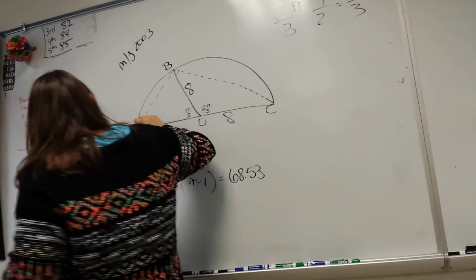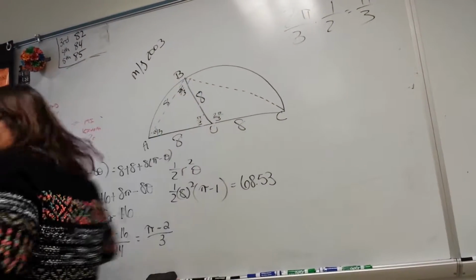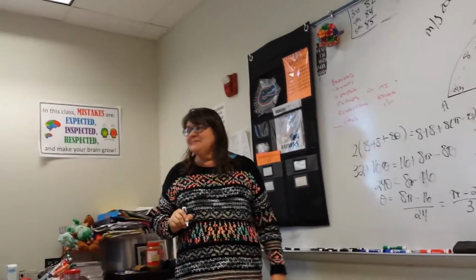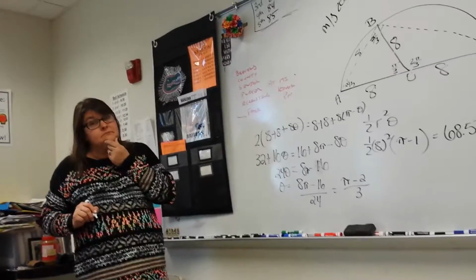So that means this is 8, and that line is 8, and that one is also 8. Same thing with the other. Now, the other side, you have to do the same thing, it's going to be pi over 6.